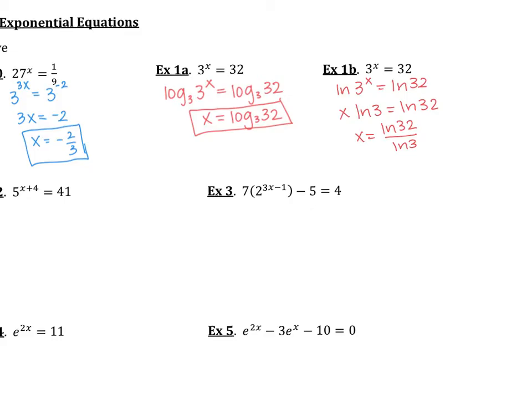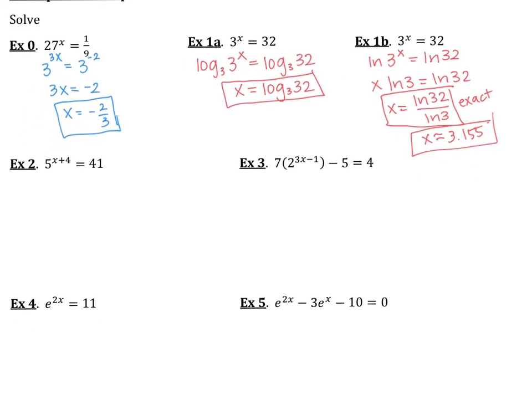Or I could have done the log of 32 over the log of 3. This is an exact answer. WebAssign will take this. I will take this. If it asks you for an approximation, you would put this in your calculator, and you get about 3.155. So there's more than one way to express these. They are the same. If I use the change of base formula, the first answer turns into this answer. Or I could do log 32 over log 3. All correct, I will take all of them.